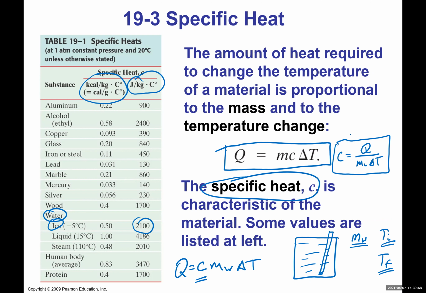Now, if the water here is in a solid form, that ratio will give me 2100 joules per kilogram degree Celsius. If it's in a liquid form, that ratio is going to give me 4186 joules per kilogram degree Celsius. So that's a liquid form. If we're dealing with steam, water in the gas state, then that ratio will give me 2010. That means each phase will give me a different specific heat for water. This is for the solid state, this is for the liquid, and this is for the gas.